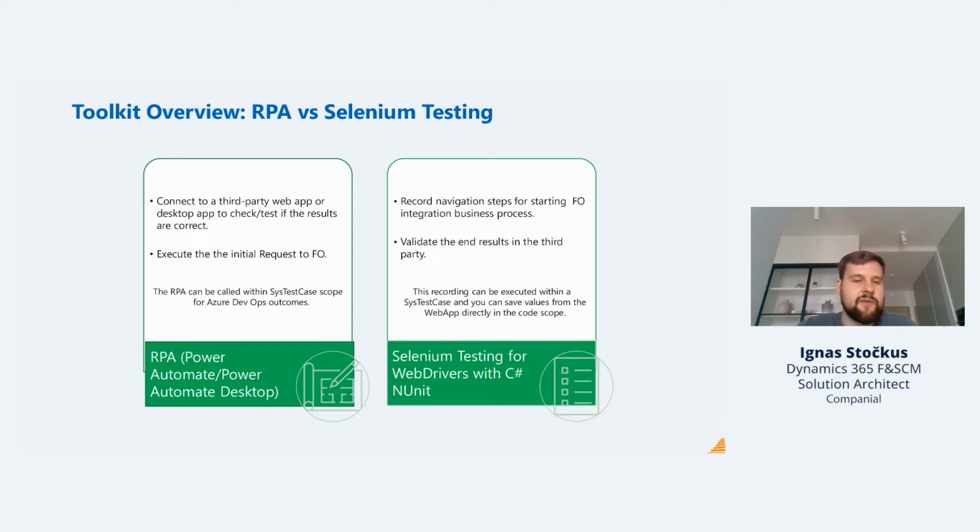The robotic process automation can be called within the SysTestCase framework, and it can be used for Azure DevOps solutions. What does that mean? SysTestCase is purely for FNO developers, if there are any in the call. SysTestCase is the default test generation framework in X++, which can be used to create automated tests. And then you can run these in Azure DevOps every night, every day, or every release.